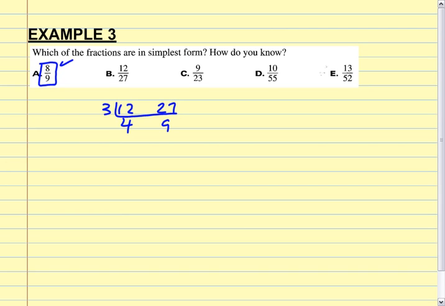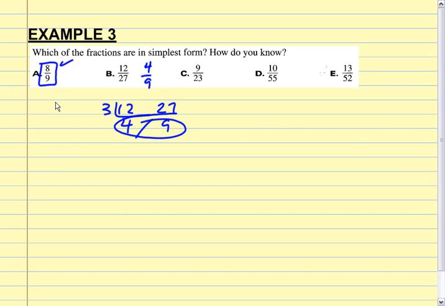Good. Now, Hannah, let me ask you this. Does anything go into 4 and 9? No. So my fraction is now 4/9. And it's reduced. Right? The fraction is right here. 4/9. Done. Excellent job, Hannah. Thank you so much.